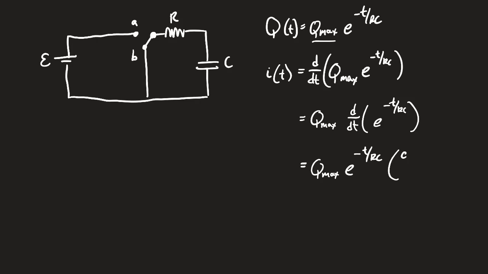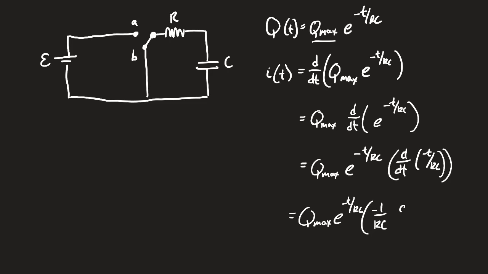But now I must take the derivative of the exponent. Well, negative 1 over RC is just a constant. So what's the derivative of t with respect to t? Front row.